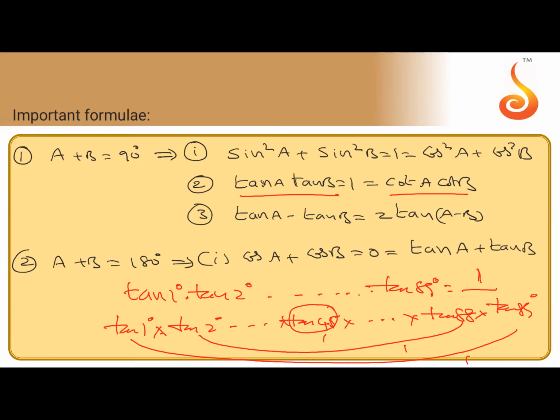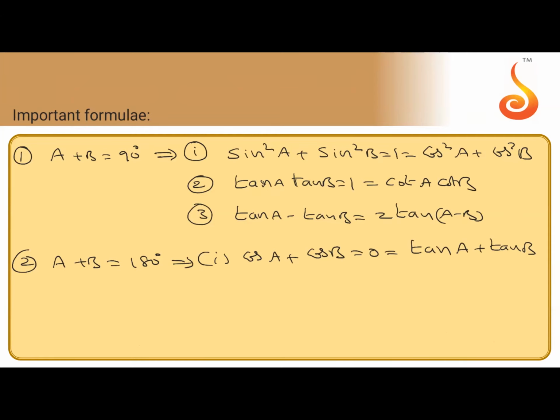Even for cot also, same thing. What you have to check is whether the sum of the angles is 90 or not. If the sum of angles is 90, then tan A into tan B equals 1. Understand this one? Please respond, children. Able to understand? Okay, fine, no problem.